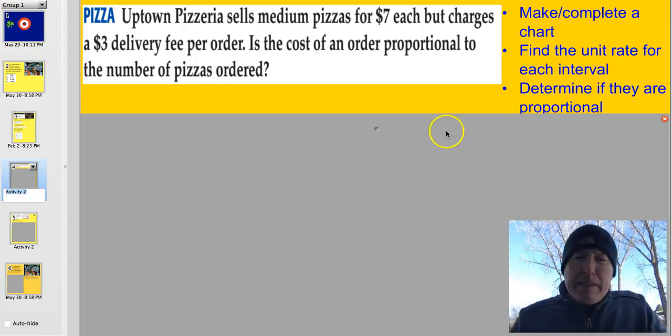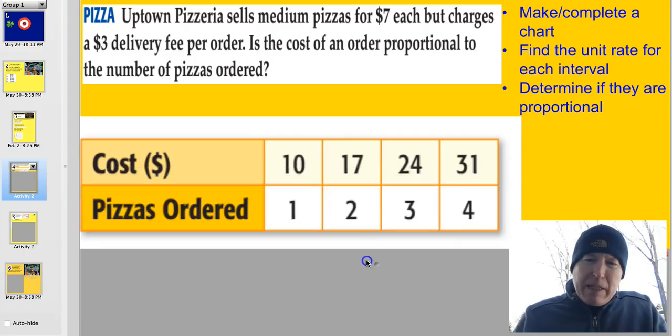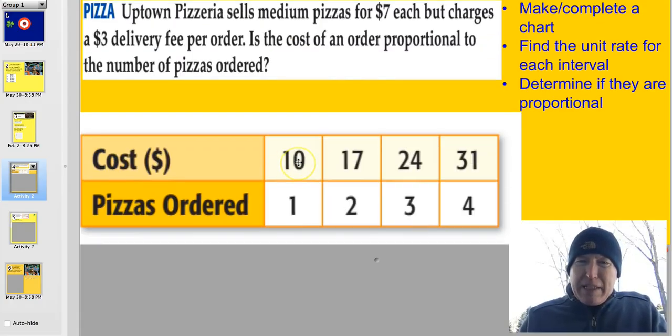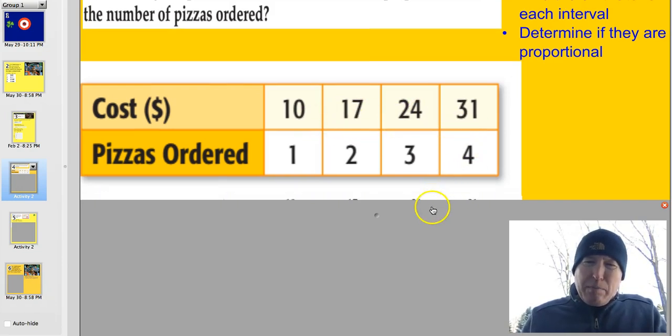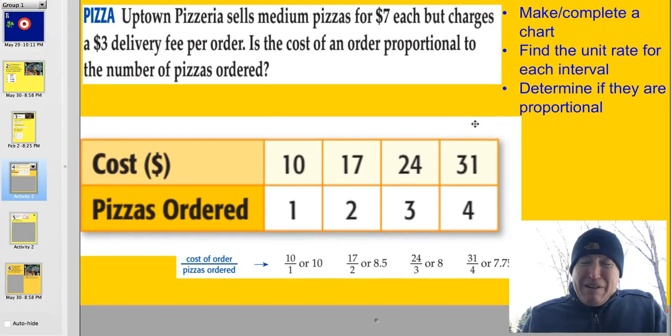All right. Let's see how you did. Well, if you made a chart, it probably looks something like this. $10 for that first pizza because you have the 7 plus the $3. And then the second pizza, you don't have to pay the $3 anymore, so you just add 7, that'd be 17, and then 24, and then 31 for 4 pizzas. So the question is, can you find the unit rate? Well, sure. 10 divided by 1 is 10. 17 divided by 2 is 8.5. 24 divided by 3 is 8.